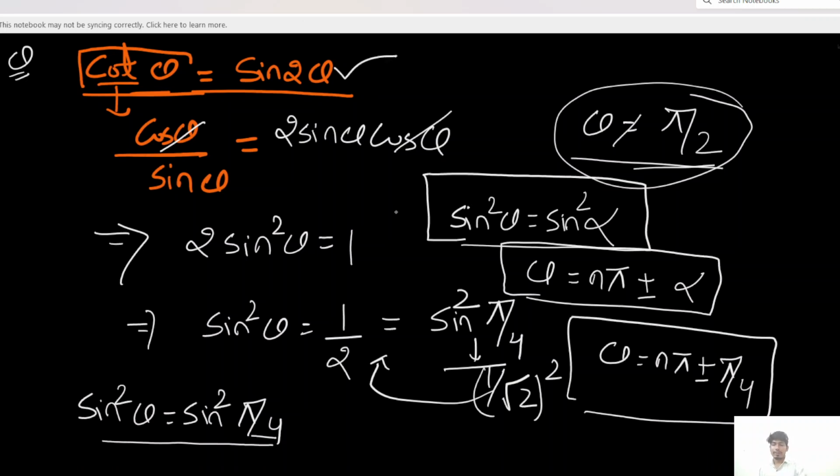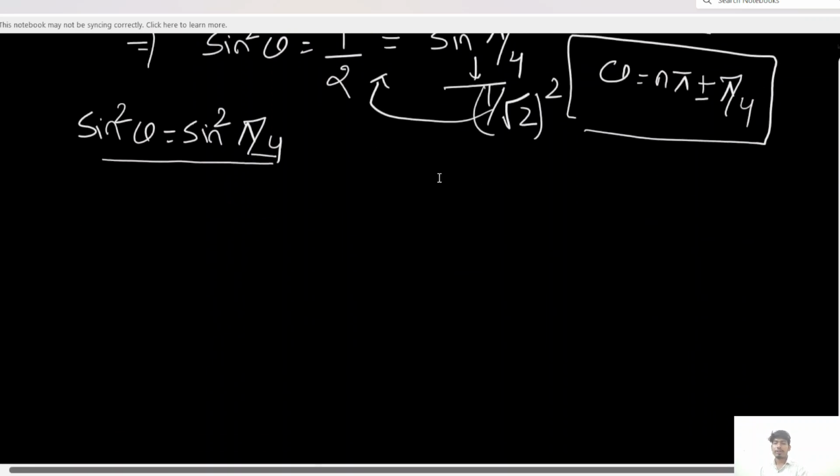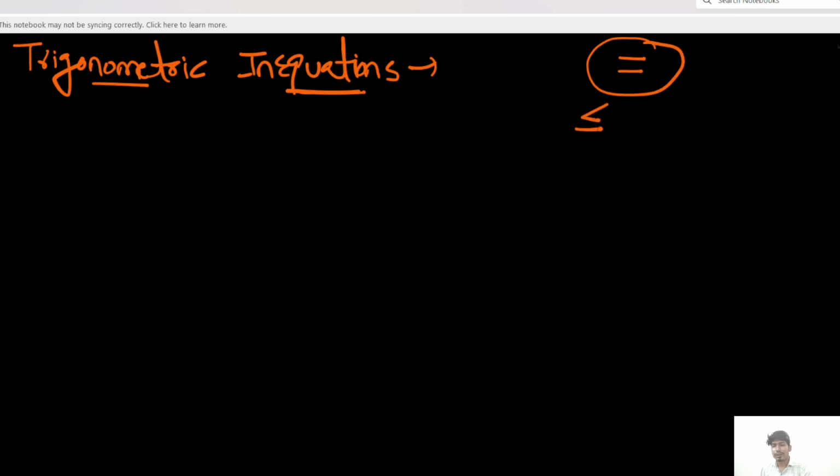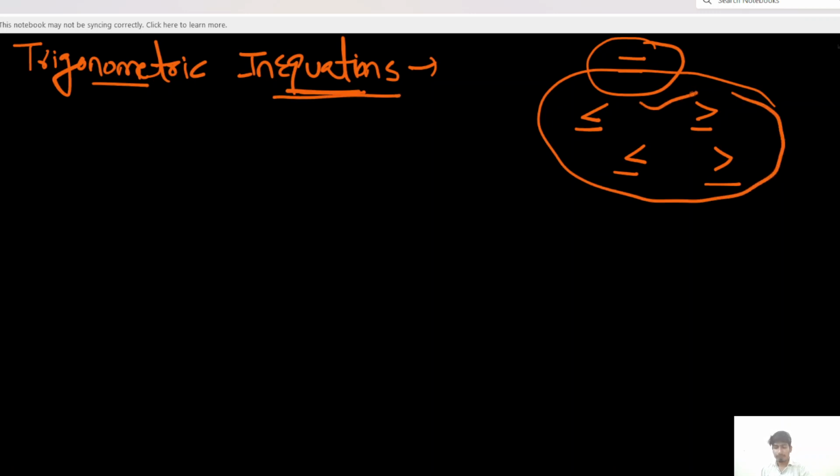Let's now start trigonometric inequations. The topic is trigonometric inequations. What is the difference between equations and inequations? In equations there is an equal to sign, but in inequations there are less than, greater than, less than or equal to, strictly less than, strictly greater than. These signs are used in inequations. Let's do some examples.